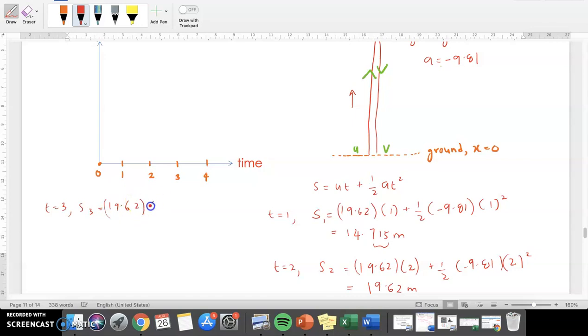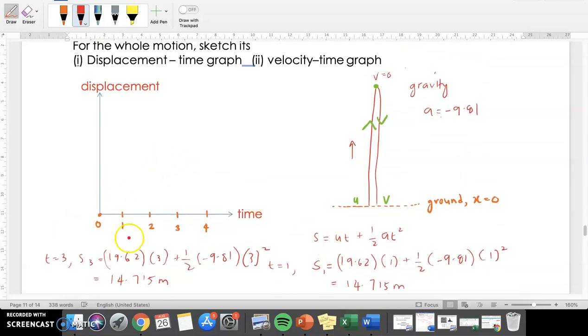19.62, 3. Let me do this quickly. 9.81, 3 squared. And this is, what is it? 14.715. It decreased. So let's try to plot that first. So at time 0, it's a 0. The displacement is 0 because we are at ground level.